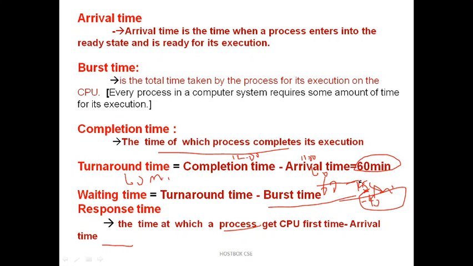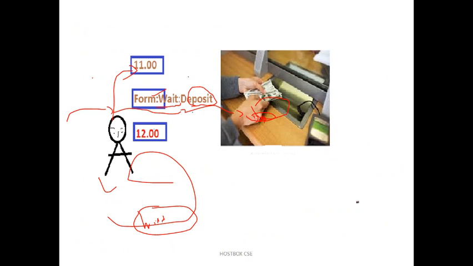And waiting time is turnaround time minus burst time: in total, how long we are waiting for the CPU. At last, response time: whenever the process starts, at some time it will communicate with the CPU, and that is the response time. So these are the meanings of arrival time and the other terms.